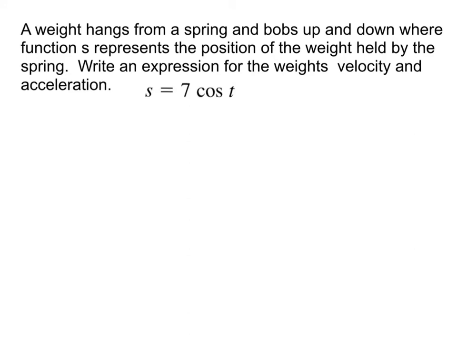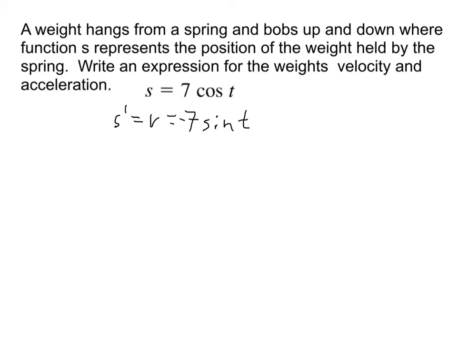So we've got this weight. We were supposed to write an expression in terms of the velocity and acceleration, if you remember. This is the position equation, and velocity is just the derivative, so s prime, which equals velocity, is equal to 7 times cosine of t is negative sine of t. So there is the velocity equation.